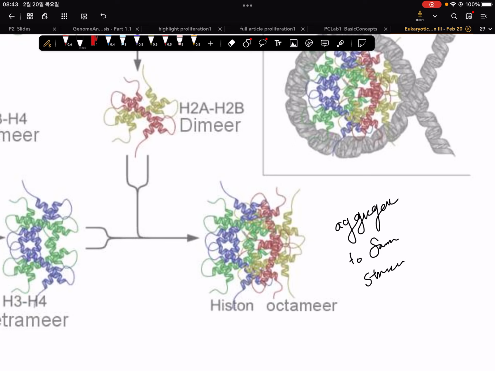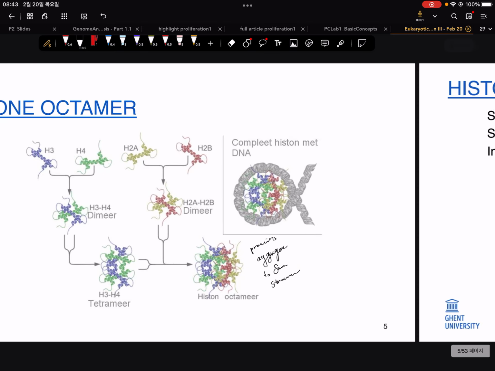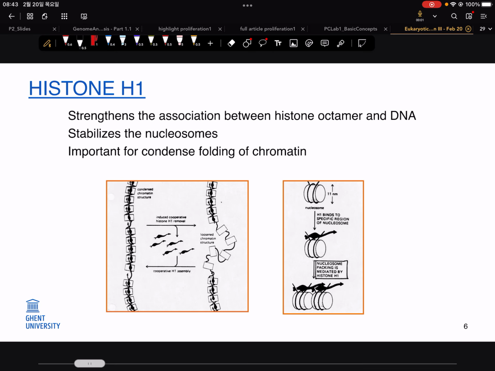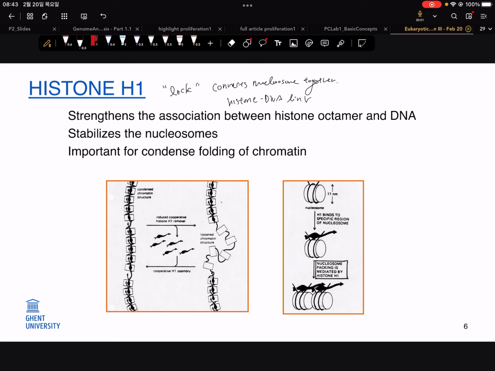Now histone 1 also exists, and histone 1 is in fact the lock. I call it the lock because it connects the nucleosomes tightly together. So it will strengthen the association between the histones and DNA. So between the other subunits and the DNA, histone 1 stabilizes that interaction. So it's this thing here that locks everything together.